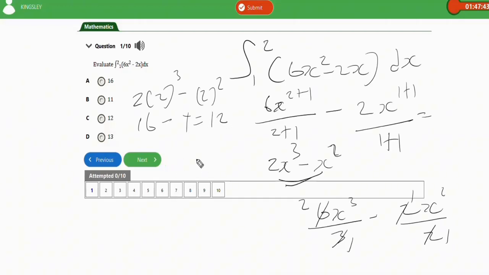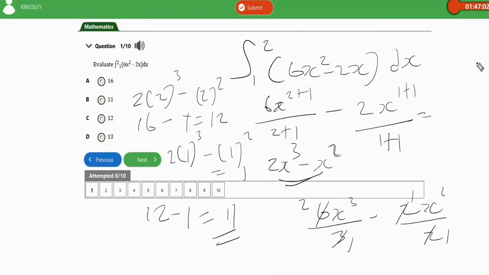Let's check the lower limit. This will give us the same procedure. We have 2 times 1 cubed minus 1 squared. So 1 cubed is 1. 1 times 2 is 2. 1 squared is 1. So we have 2 minus 1, which gives us 1. So finally our result will be to subtract the output of the lower limit from the upper limit. This will give you 12 minus 1, which gives us 11. So the correct answer to this question is 11, which is option B. It's as simple as this.